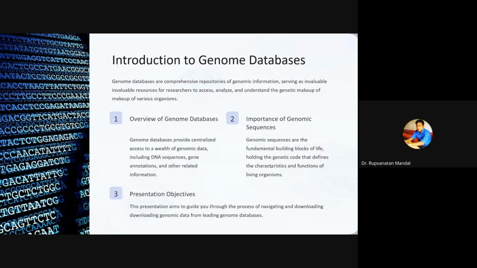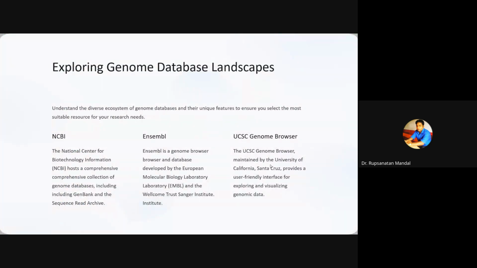Genome databases and how we can manage them and download sequences. We know there are very popular genome databases: NCBI, then the UCSC genome browser, then Ensembl, and all three are integrated. If some genome sequence is not available in NCBI, they will connect with EMBL. If EMBL also lacks some genome sequence, they connect with the UCSC genome browser or NCBI. So these three are interconnected, but mostly we use the NCBI genome browser.